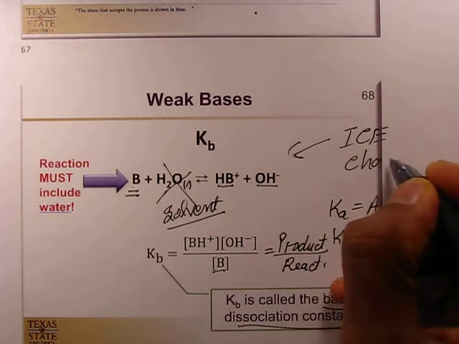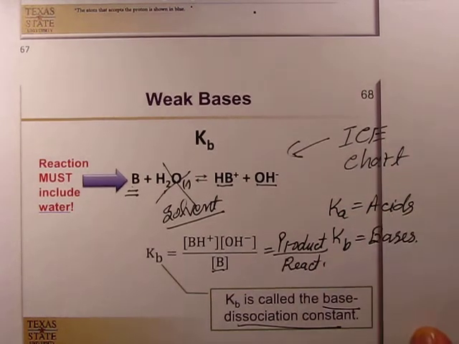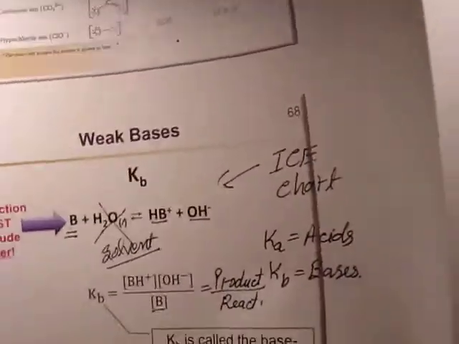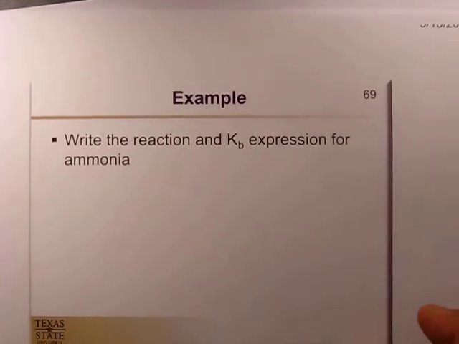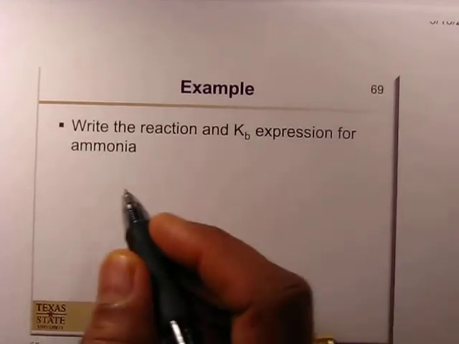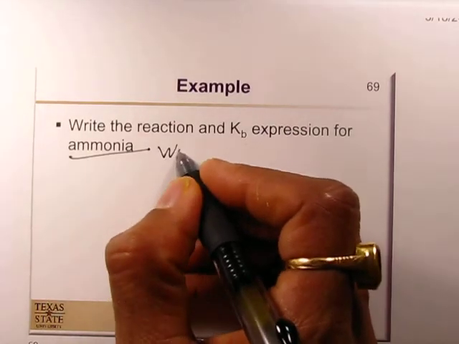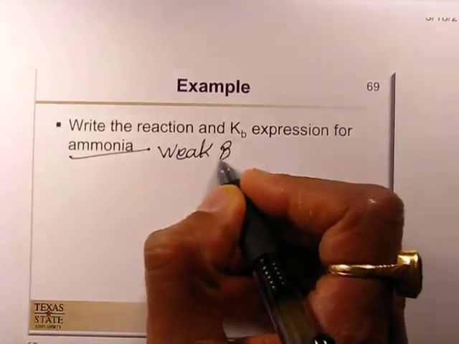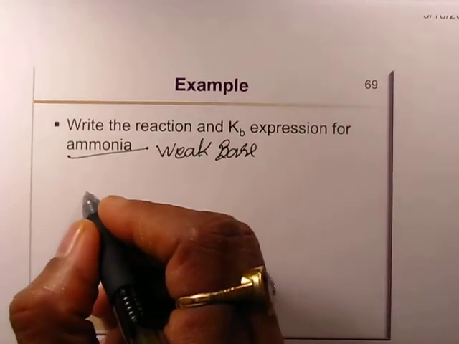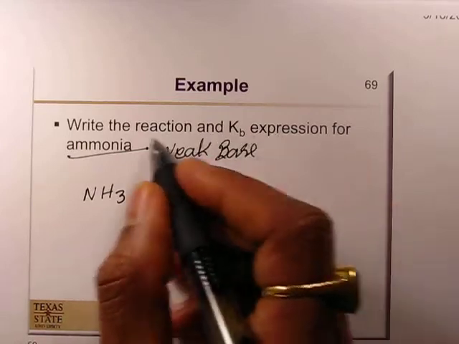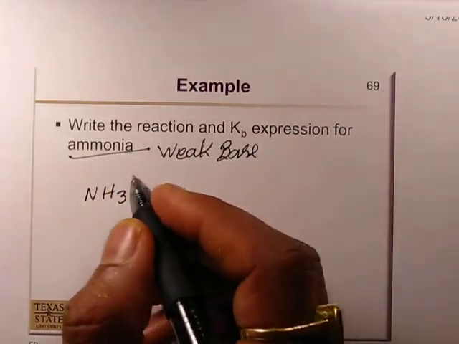Ice chart we make, right? So we'll see one example and then we can understand better. So let's see, one example is here: write the reaction and Kb expression for ammonia. Ammonia is a weak base, and the ammonia formula is NH3.